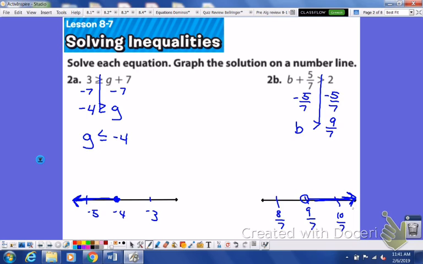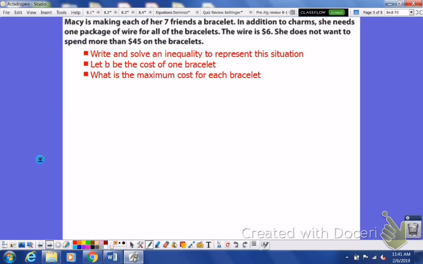Alright, so there's two basic ones. Now if we look at a word problem, Macy is making each of her 7 friends a bracelet. In addition to charms, she needs 1 package of wire for all of the bracelets. The wire is $6. She does not want to spend more than $45 on the bracelets. So we want to write and solve an inequality to represent the situation. Let b be the cost of 1 bracelet, and then find the maximum cost for each bracelet.